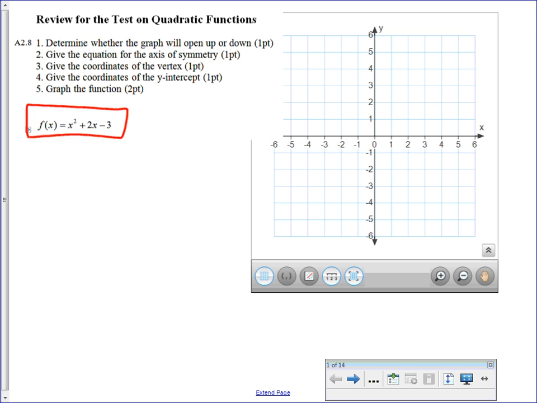So the first one is determine whether the graph will open up or down. So real quick, if we look at our numbers, A is 1, B is 2, and C is negative 3. Since A is positive, we know it's going to be a parabola up.